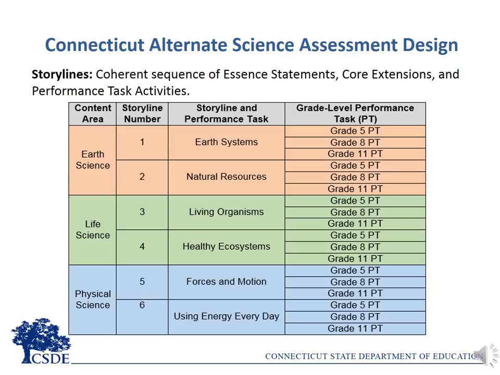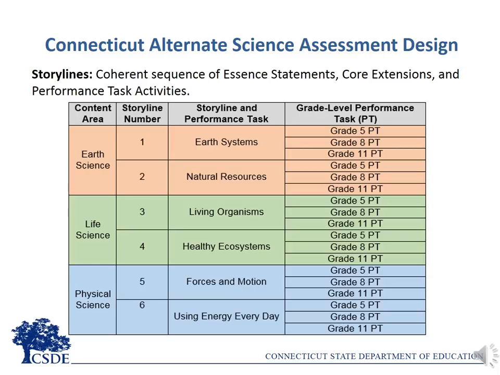The Connecticut Alternate Science Assessment has been organized into 6 storylines in each assessed grade level, grades 5, 8, and 11. There are 2 storylines per content area. Content areas include earth science, or science systems and natural resources; life science, living organisms and healthy ecosystems; and physical science, forces and motion and using energy every day.